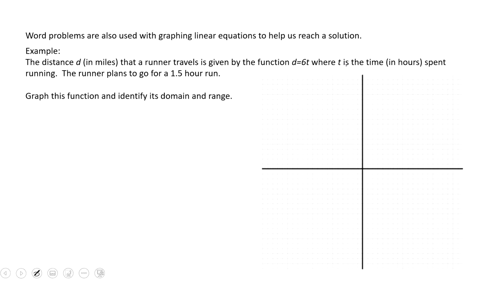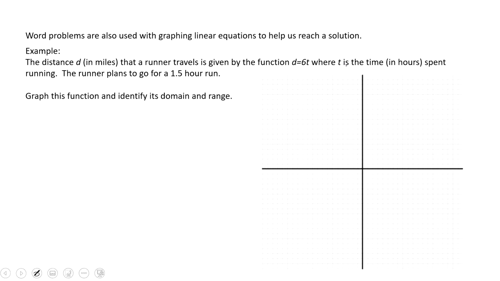So here's our example here. The distance in miles that a runner travels is given by the function d equals 6t. Now we've been used to working with y's and x's, but we're going to start having some different equations and functions that are given in different measurements, but they're specifying exactly what the measurements are. So here we have d as miles, so it's a distance. And then we have t as time, it's a specific amount of time.